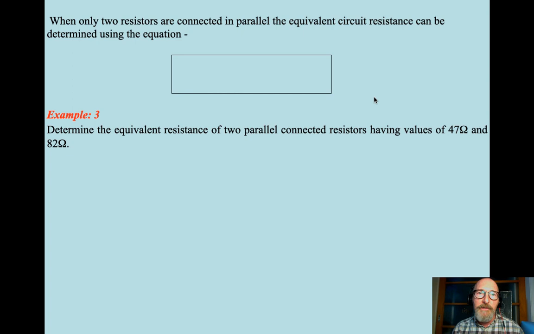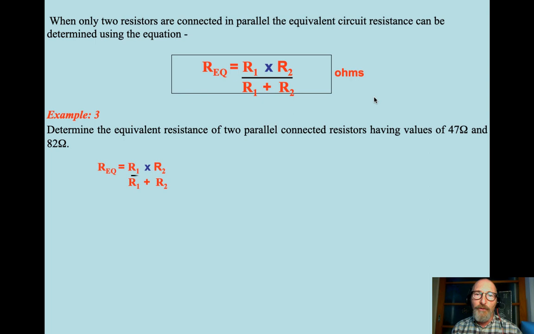All right. When only two resistors are connected in parallel, the equivalent circuit resistance can be determined using the equation. There we go. REQ, product over sum. Determine the equivalent resistance of two parallel connected resistors having the values of 47 and 82. We know how to do this. 47 times 82 divided by the sum of 47 and 82, 29.88. That one would be a little bit harder to do in your head, but I don't think impossible. 130 into 3800, certainly not impossible. Even just with a bit of paper, you could work that out in a couple of minutes.